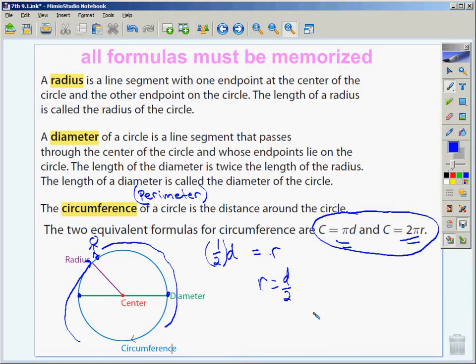So circumference equals 2 times r times also what? Pi. 3.14 or 22 over 7 are the two numbers that we're going to use for pi. Pi looks like this. And this pi is not spelled P-I-E. If you wanted to spell it, it's spelled P-I.